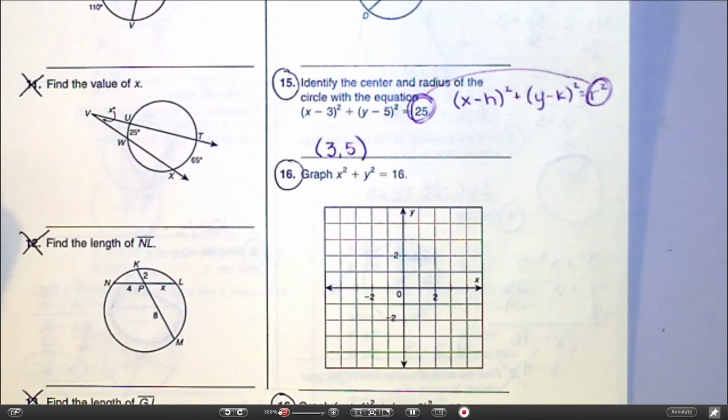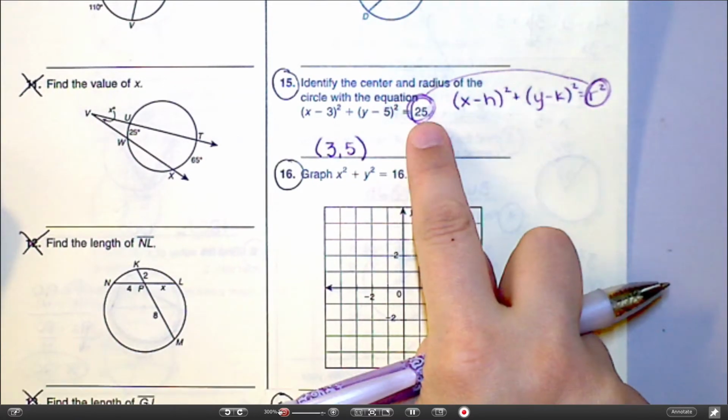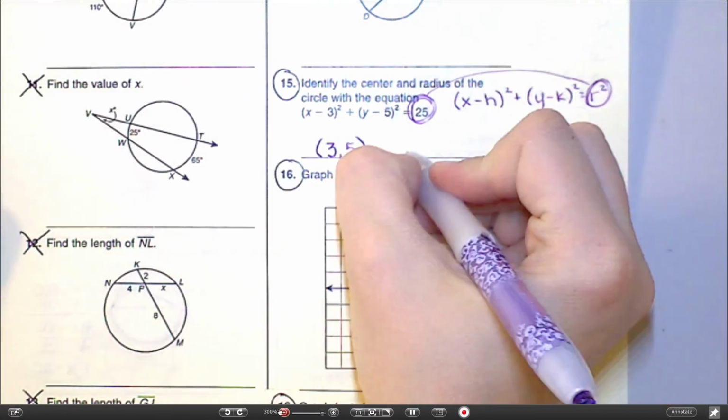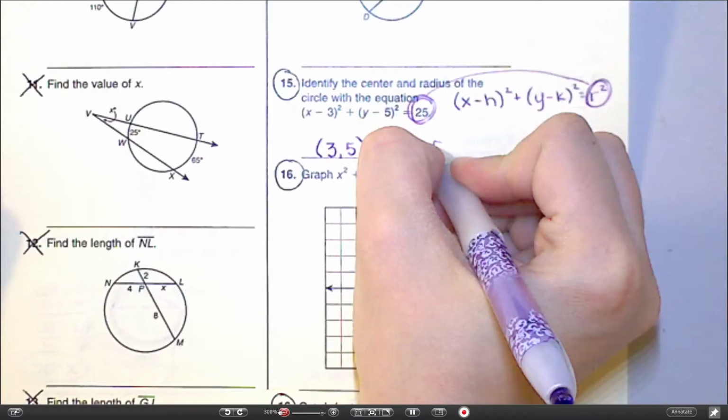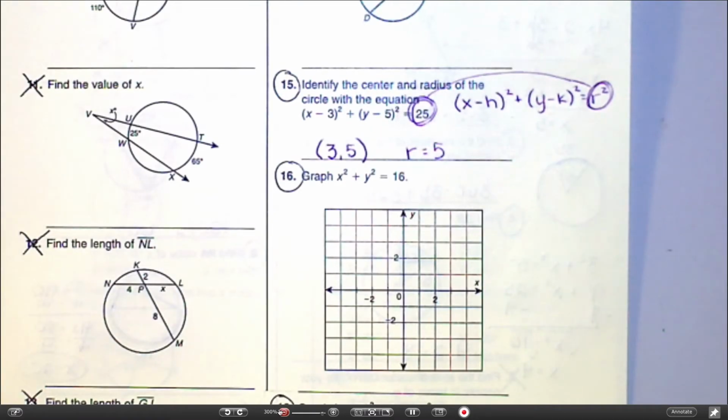So what do you do to something to get rid of a square? Divide. Nope. What's the opposite of squaring? Square root. Okay? So we would take the square root of 25, and we would find that my radius is 5. That's why I got excited at first when we said 5.